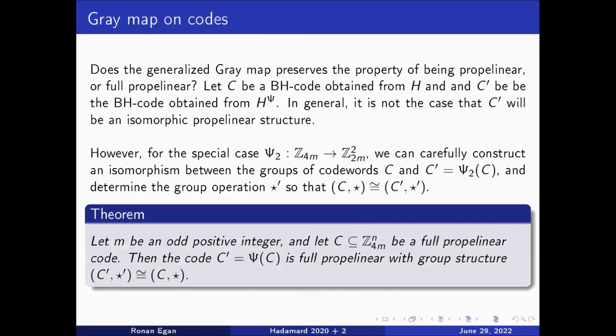But we do have at least one family where it does, where you do the usual thing where you go back to just p equals 2 and don't do anything too complicated. In the case where you just apply the map that goes from 4m to 2m squared, then you actually do construct an isomorphism between the propylinear code that had a group structure in the Z_4m case to the Z_2m case where the code words are twice as long. So you can track the group structure applying this map.